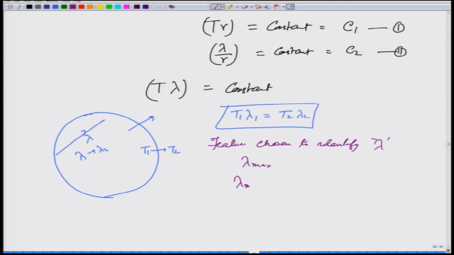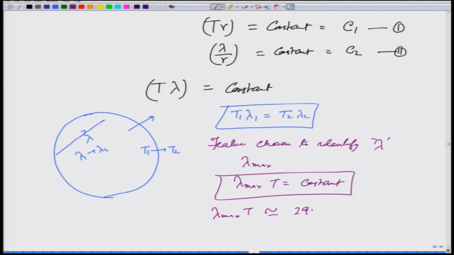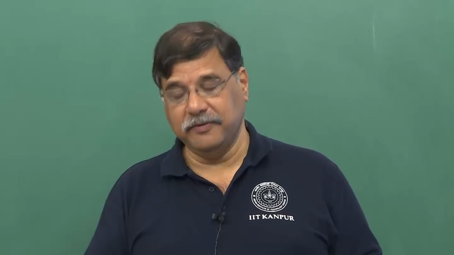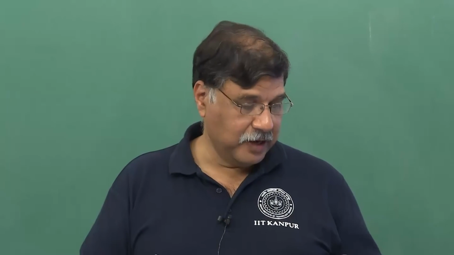and then we write lambda max times T is equal to constant, and this was confirmed by experiments carried out, and they found that lambda max times T is of the order of 2900 micrometer Kelvin. So, this was confirmed, and therefore, Wien's analysis was correct. This analysis was also used for the first time to estimate the temperature of distant stars, because you could find in their spectrum where lambda max is and put that in this formula and find the temperature of that star.